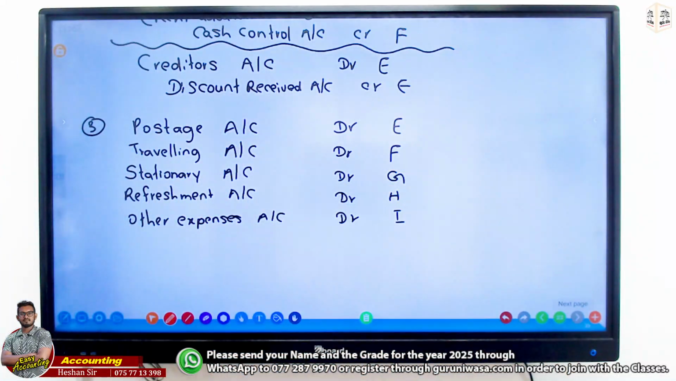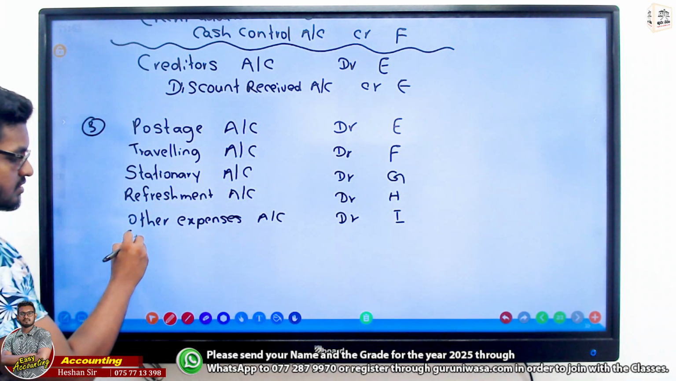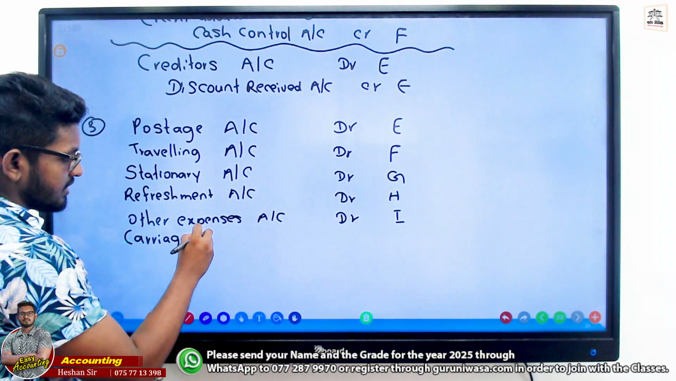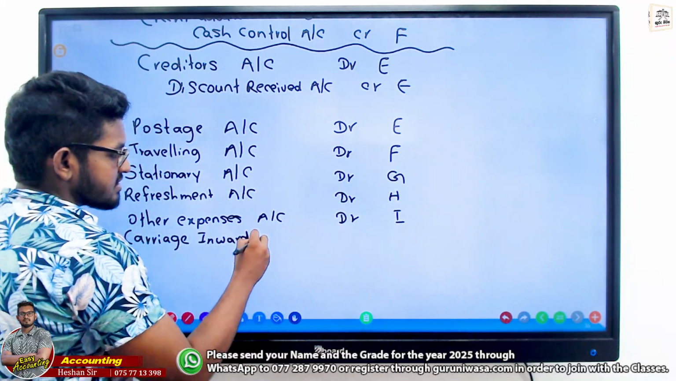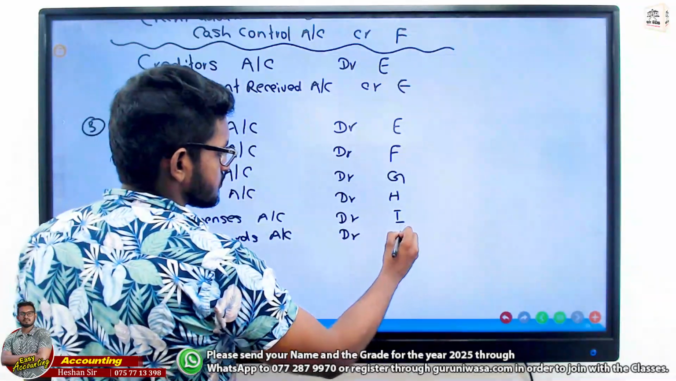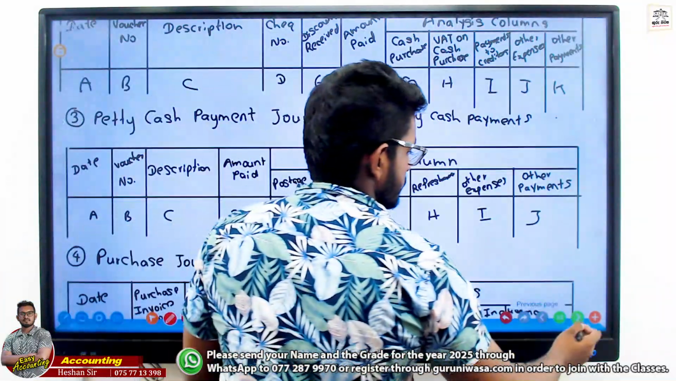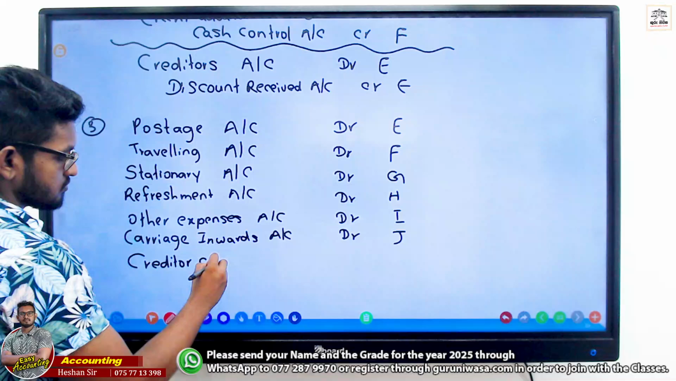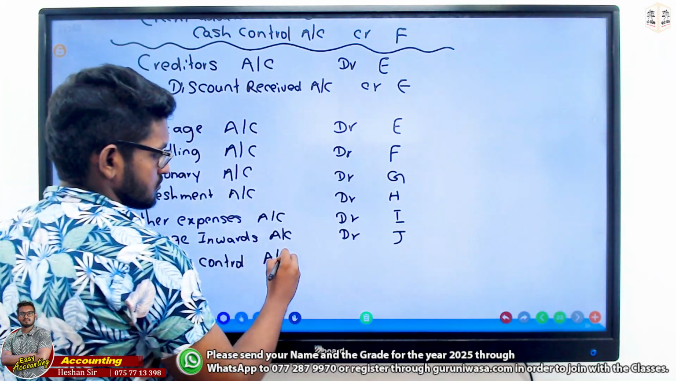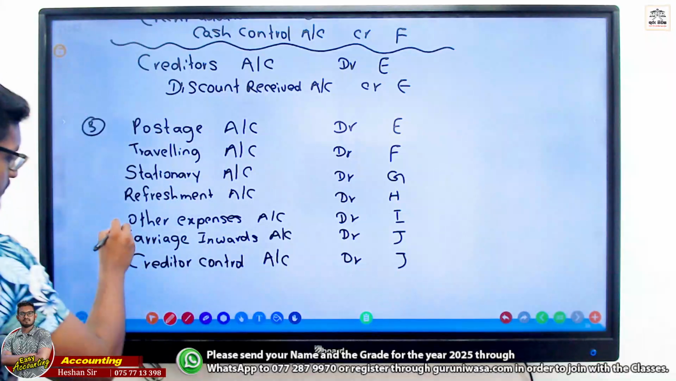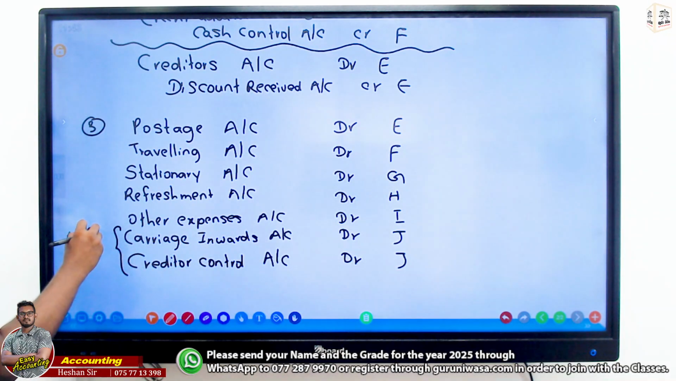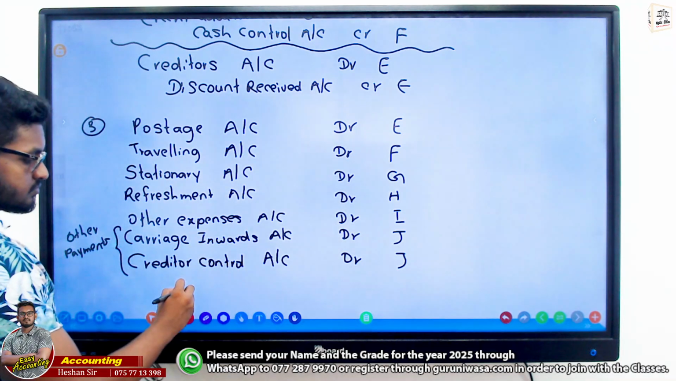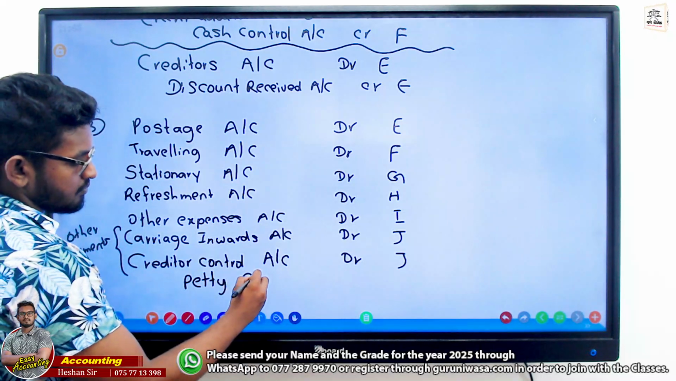Other payments means things which come under the petty cash limit, like creditors payments and carriage inwards account. These are separately written on the expense account. Creditor control account. These are other payments. Credit the petty cash account.